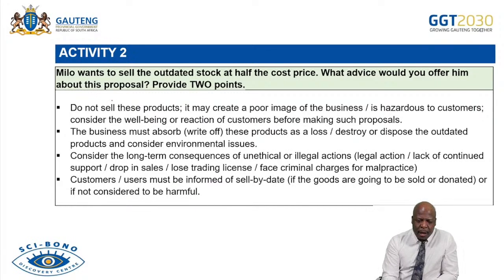Okay. And then let's quickly now go on to the next question. And he says, Milo wants to sell the outdated stock at half the cost price. Okay? Stock is already outdated. He wants to sell it at half the cost price. What advice would you offer him about this proposal? Provide 2 points. So this has already exceeded the 66 days and he still wants to sell these units. What would you say to him?